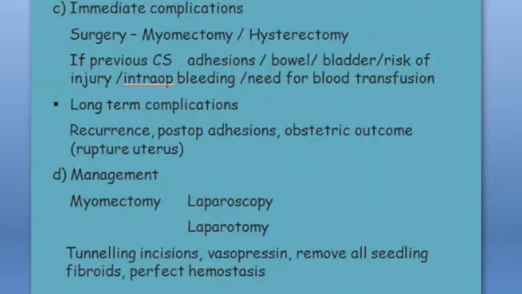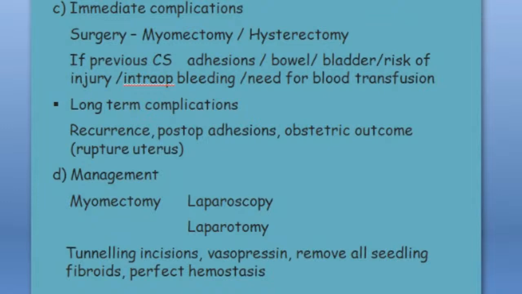See, management options. The most important thing is myomectomy. Now, there are two routes for myomectomy. You may go laparoscopically, or you can do a laparotomy. That depends on the surgeon's choice and the findings in that particular case. So, what exactly is the route of surgery that you prefer? You can go about the management according to the route of surgery that you prefer.